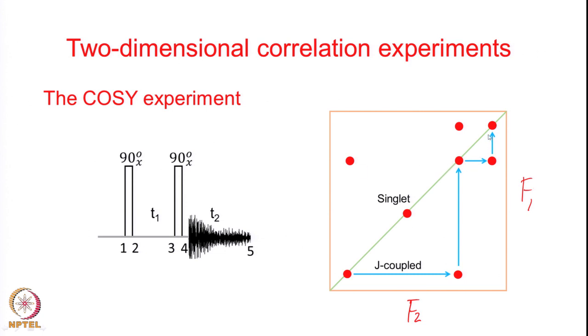Therefore, this forms a network of spins. These three protons are coupled to each other. This is coupled to this and this is coupled to this, and we produce peaks on both sides. So this is a symmetrical spectrum, and no matter which side of the diagonal you use, the information is the same. Now if there is a proton in your molecule which is not coupled to anything, it will produce a singlet, and it will not have any correlations along any of the axes. Therefore it is easy to identify which of your protons are singlets, which are not coupled, which are coupled, and what sort of coupling pattern and spin systems exist in your molecule. This is extremely useful information for characterizing your molecular structures.